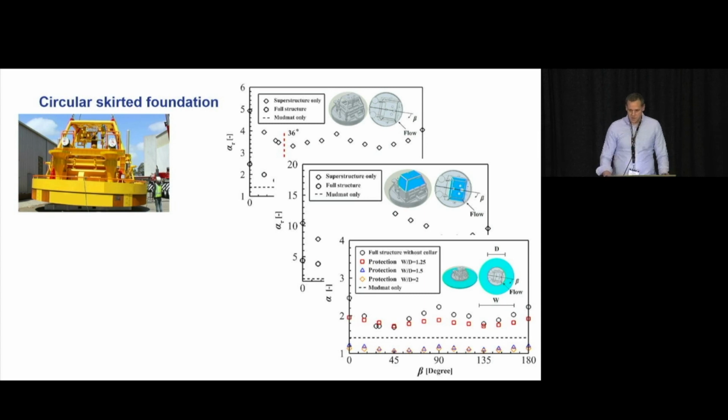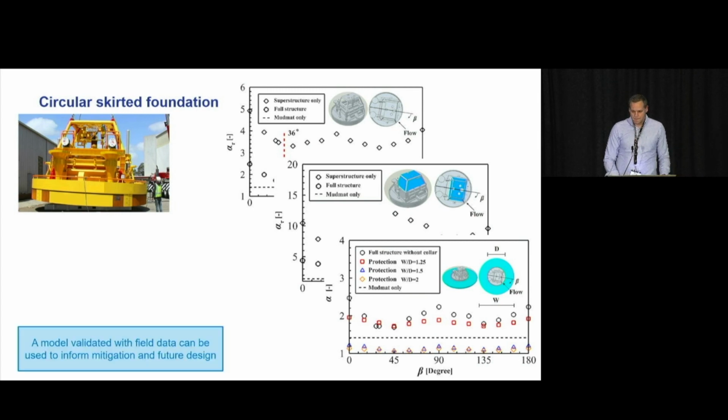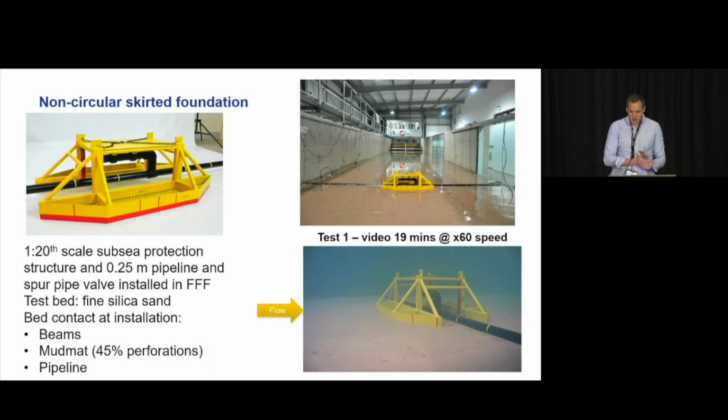And then lastly, and this is the most important one, we can actually look at how much scour protection, or what region around the structure, we'd need to protect to stop scour happening. We're varying here the diameter of the region protected, and we're able to determine the optimum extent of scour protection to mitigate scour for this structure. So given that we've got confidence in the model, doing that type of work in the lab, the confidence continues and we can come up with an optimal design solution. In this case, the model is validated with field data that can be used to inform mitigation and future design.